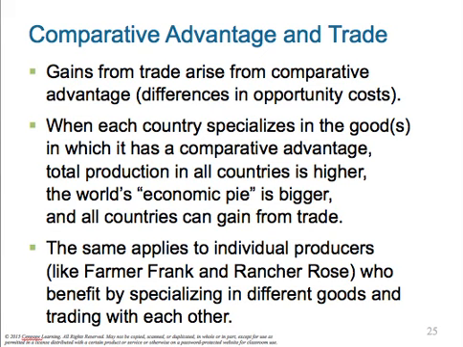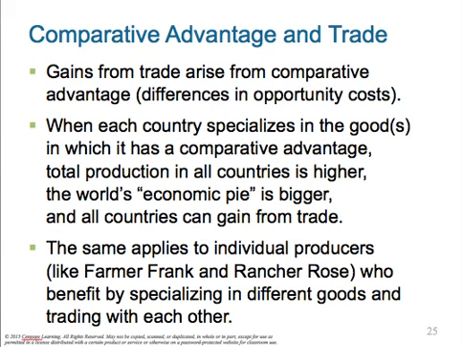Comparative advantage in trade. Gains from trade arise from comparative advantages, from differences in opportunity costs. When each country specializes in the goods in which it has a comparative advantage, total production in all countries is higher. The world's economic pie, if you will, is bigger and countries can gain from trade. Now think back to that table where, with trade, both countries were better off.